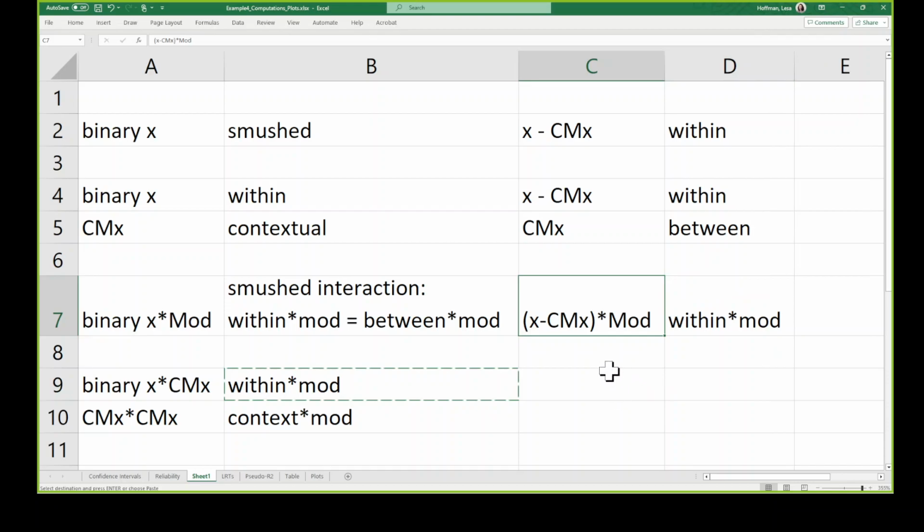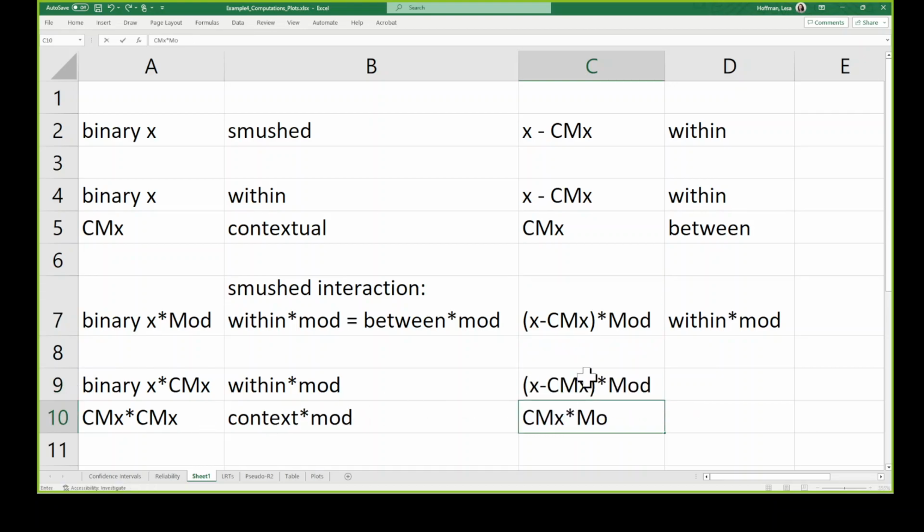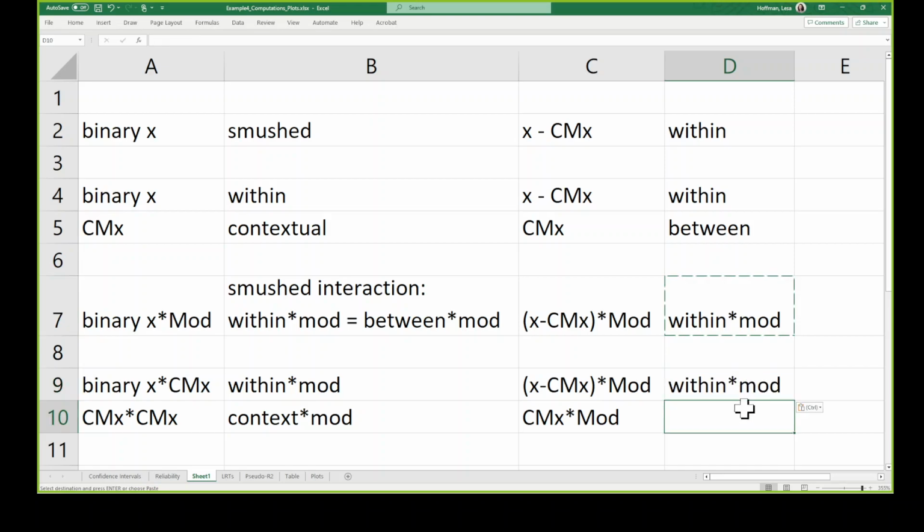And if I add in the same thing along with the corresponding level 2, then same or different? Same. What's this one? The level 2 interaction. Yeah, this is between by mod.